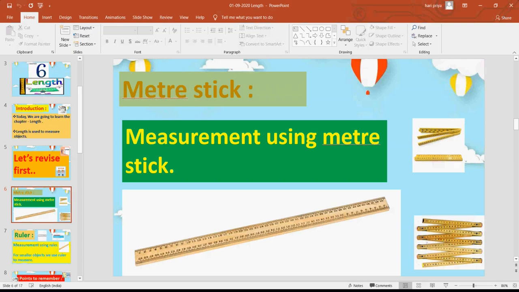Whenever I'm instructing, you can take your box notebook and write. Now just listen to the class here.